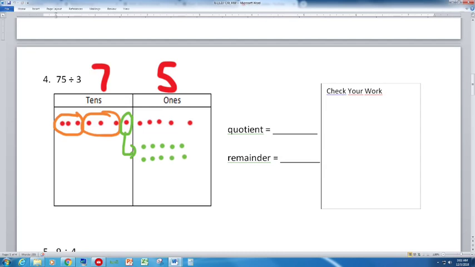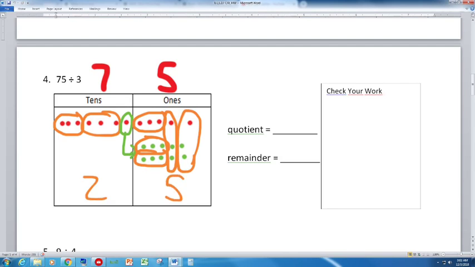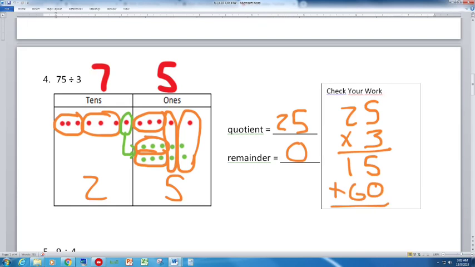So now we make our groups again of 3. 1, 2, 3. That gives us 2. 1, 2, 3, 4, 5. So our answer is 25, remainder 0. Once again, you can check your work by multiplying, and you will get 15 and 60, which gives you 75.